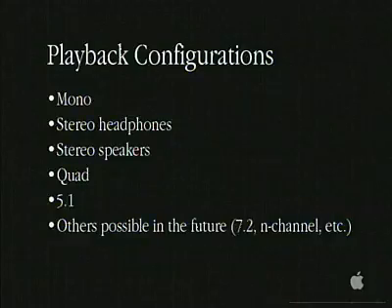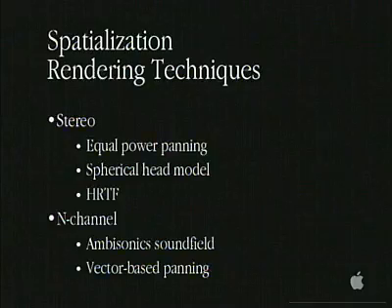The playback configurations are listed here, and I think I've talked about them before. Mono, stereo, quad, 5.1. And the rendering algorithms are listed here. For stereo playback, there are 3 different methods. The first is equal power panning, and this is the traditional type of panning that you see on a lot of mixing boards, where you just have a control that moves from left to right, and it moves the sound from the left speaker to the right speaker. When it's in the middle, the sound comes from the center, between the 2 speakers.